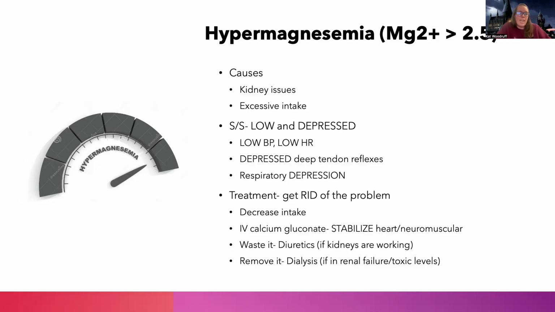So decrease the intake. This is another one where we want to stabilize the heart and the neuromuscular tissues by giving the calcium gluconate. We can also waste it through diuretics if the kidneys are working, if the problem is not kidney failure. But if they are in kidney failure, or if they're at toxic levels, then we need to do dialysis. So pretty much the 3 Ds: decrease the intake, diuretics or dialysis are our best options here. And again, that calcium just to stabilize.